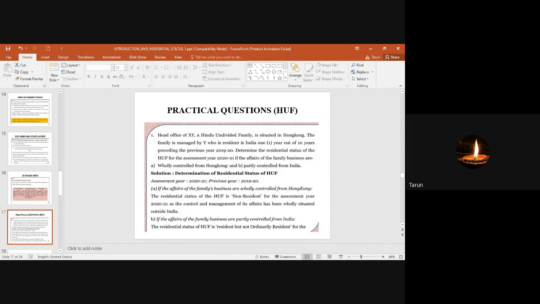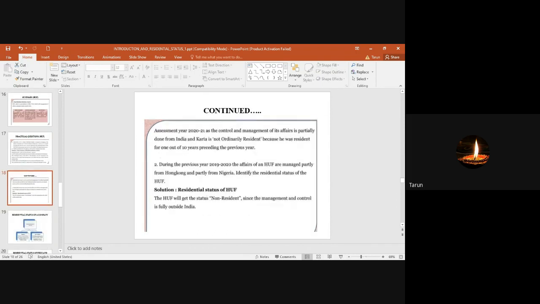The reason given to you for the assessment year 2020-21 is that the control and management of the affairs is partially done from India, and the Karta is not an ordinary resident because he was a resident for 1 out of 10 years preceding the previous year. It's already given in the question that he cannot become an ordinary resident because the Karta has spent only 1 year, and 1 year cannot satisfy both additional conditions. So as a result, he's a resident but not ordinary resident, right?